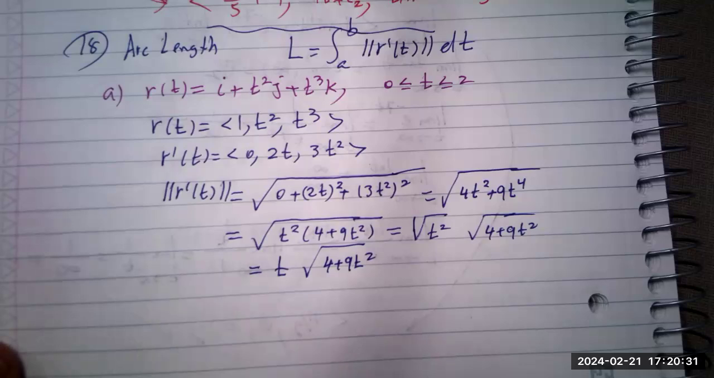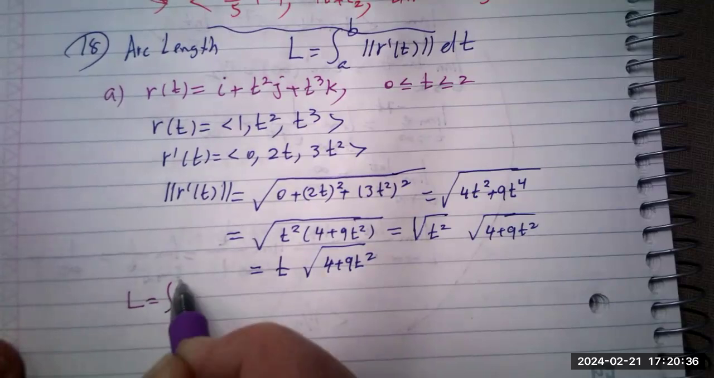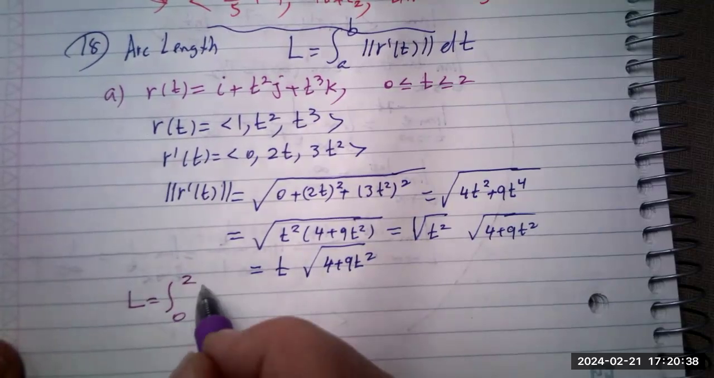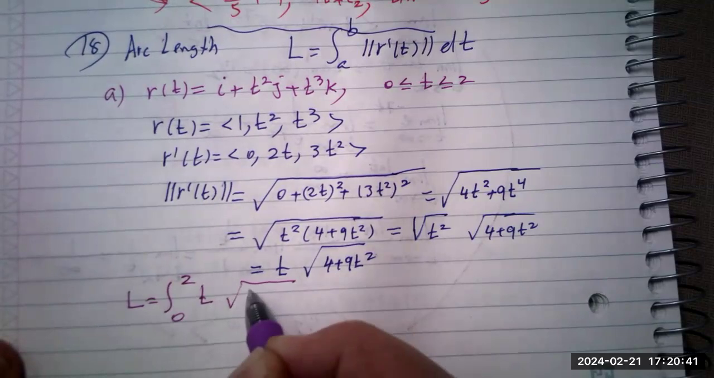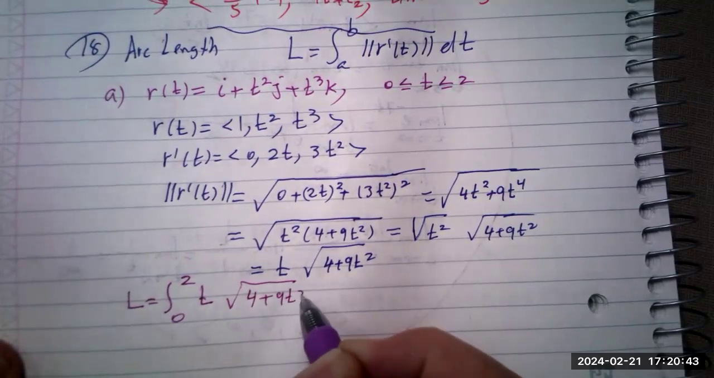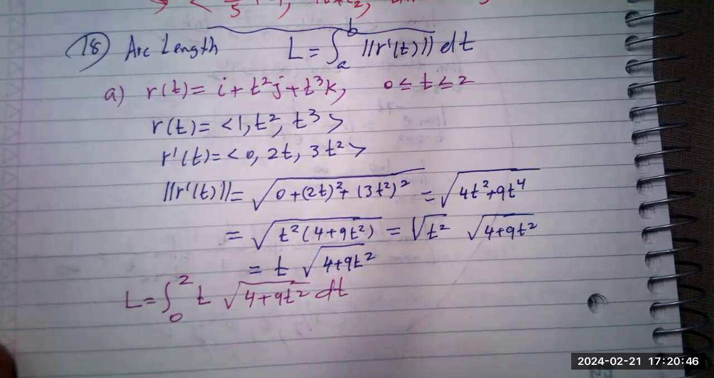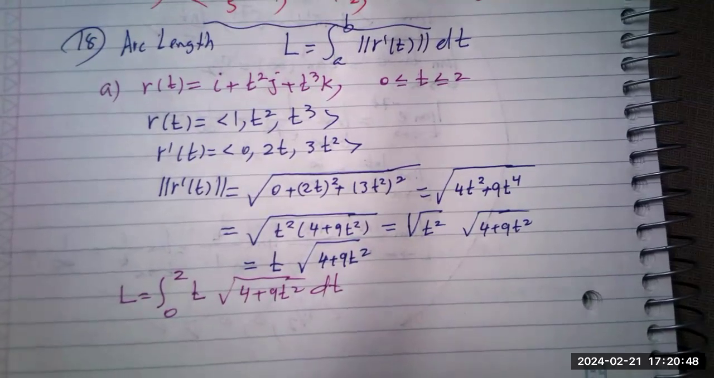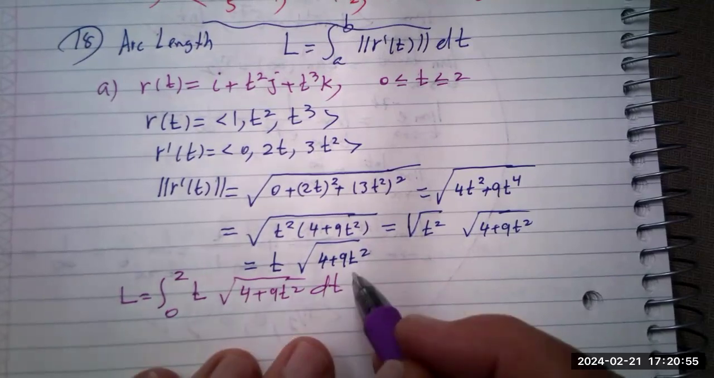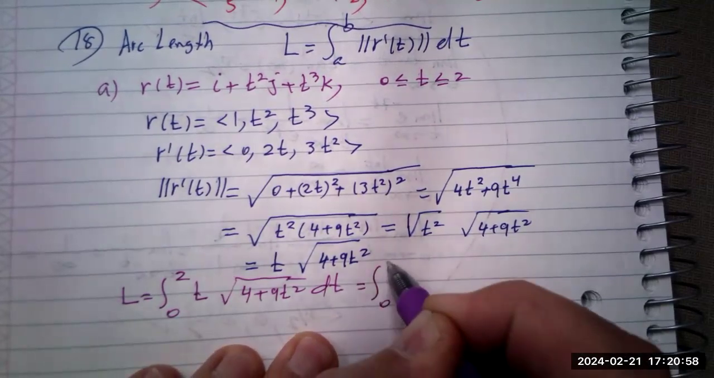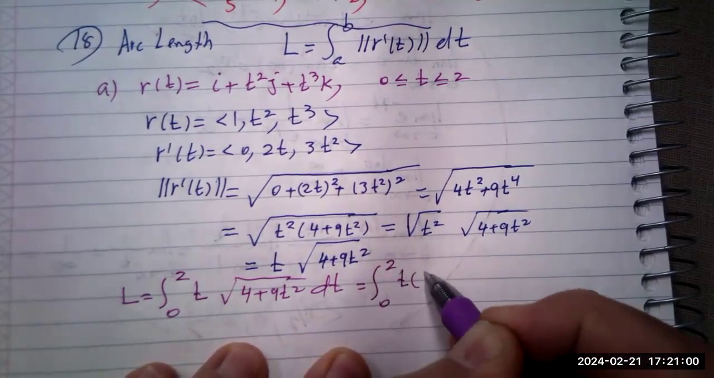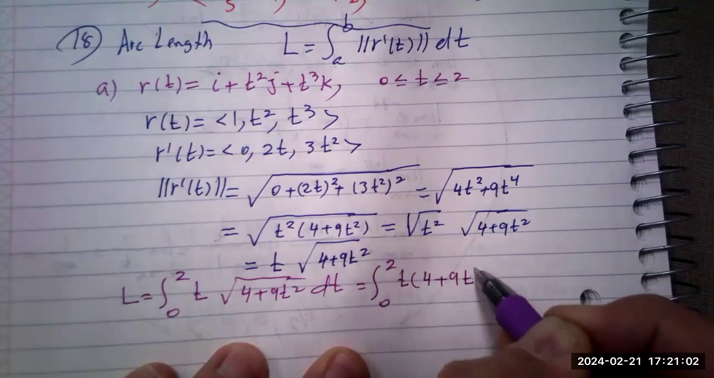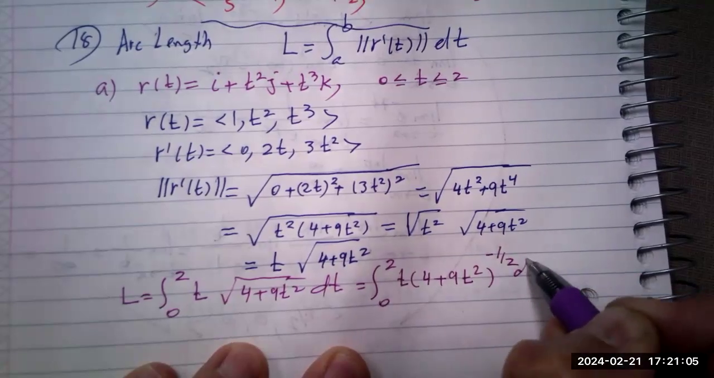So we go with the formula. This is it. The integral is from 0 to 2, and this is it. You have t times the square root of 4 plus 9t squared dt. Okay, you change that radical into 4 plus 9t squared to the 1/2, and your substitution gives you the result right there. So it's going to be from 0 to 2, and this is going to be t times 4 plus 9t squared to the 1/2 dt.